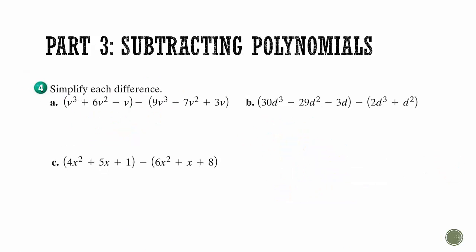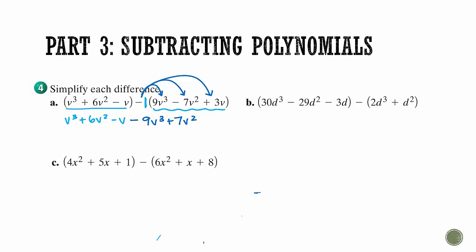Subtracting is a little harder. That's why we do that one last, because you need to remember to subtract everything in the second set of parentheses. So this stuff right here is going to stay all the same. This v cubed plus 6v squared minus v. But everything here needs to be subtracted. So what I like to do is pretend this is a -1. And then since there's parentheses there, I'm just going to distribute it. And what you end up doing is changing the sign on everybody inside of here. I want to subtract a positive 9v cubed. I want to subtract a negative 7v squared. And I want to subtract a positive 3v.